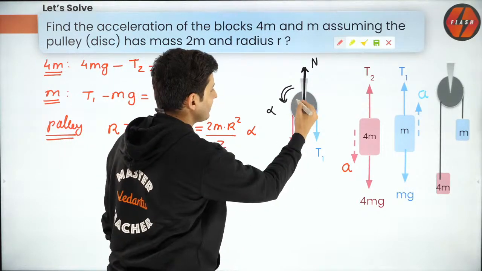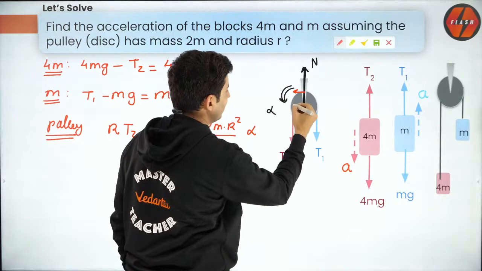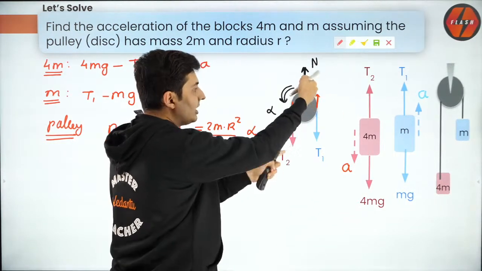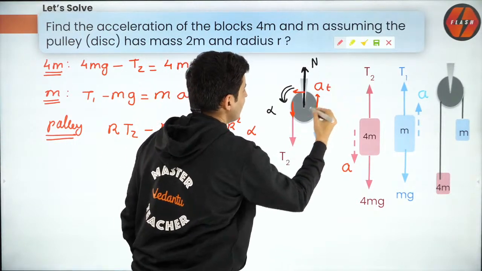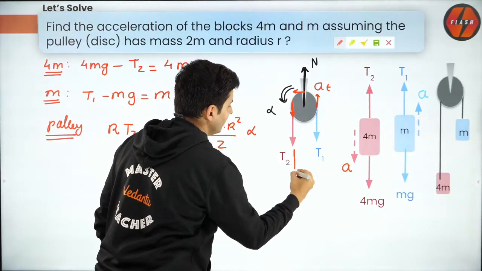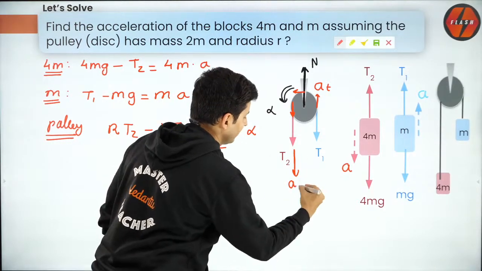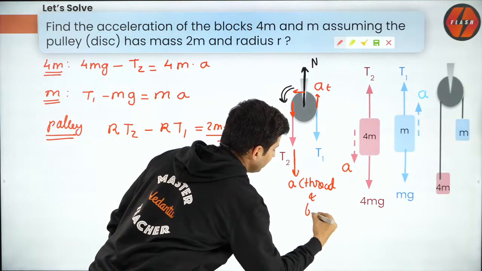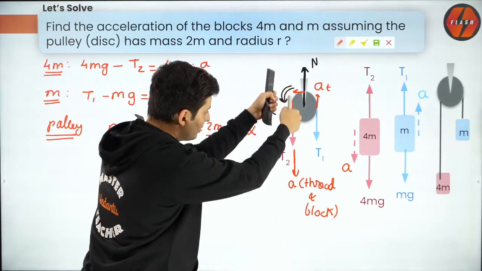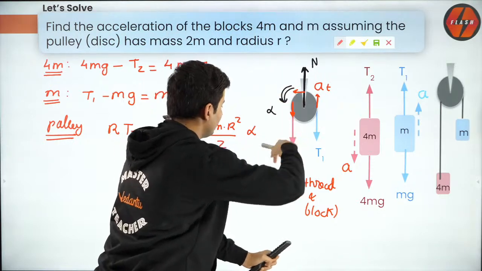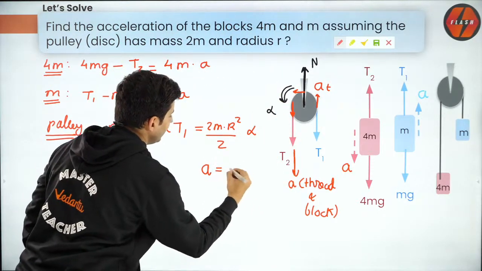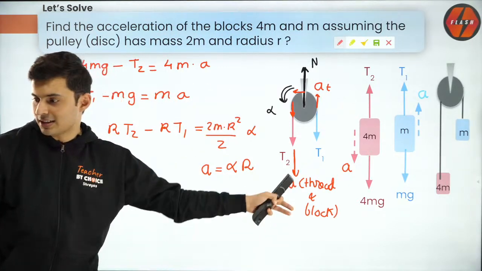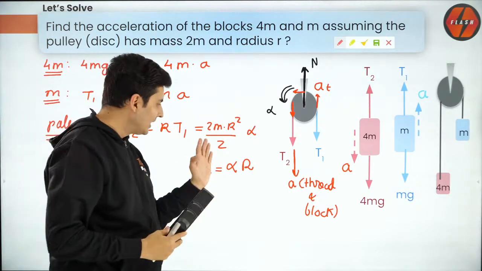Look at this disk, guys. On this disk, each point has some acceleration. Whatever is the acceleration on the tangent, that's exactly the acceleration of the thread and the block. The thread comes down with A, that's also the tangential acceleration. So A will be equal to alpha into R, that's circular motion. Now solve all these equations, only then you will get it.